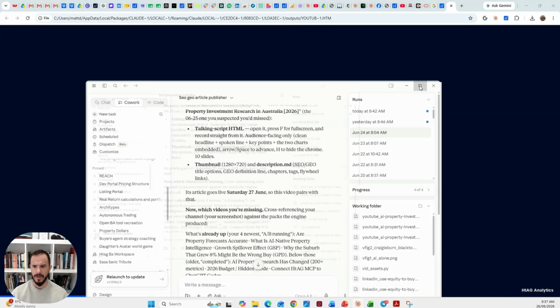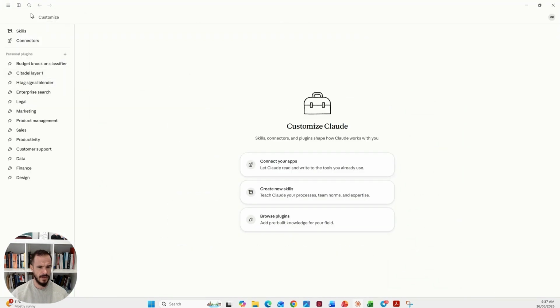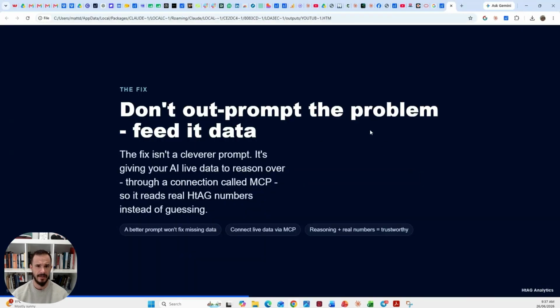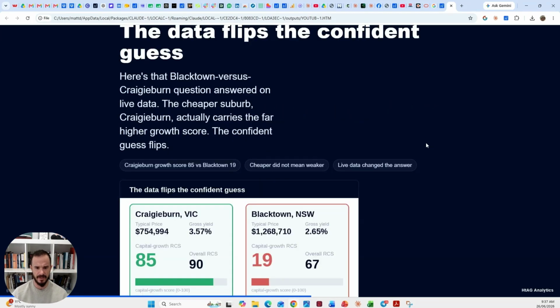If I show you here, if you go to customize, I use Claude, you go to connectors, and I plug in different HtAG MCP services, whether it's data warehouse, HtAG intelligence or spatial, and I query that data and reason on top of it. And this is where it becomes very powerful because you have a very powerful reasoning model with proprietary data and something else, something very special, which I'll talk about in a couple of next slides.